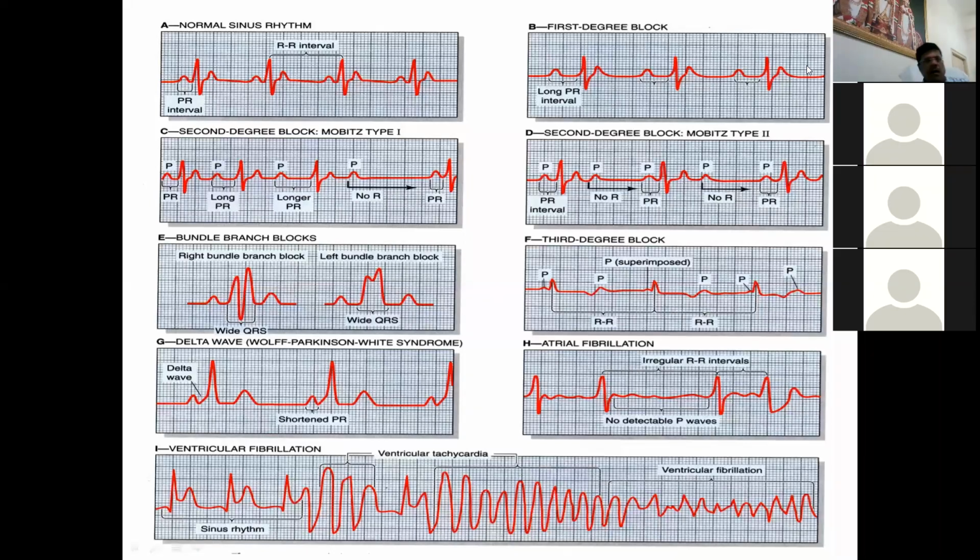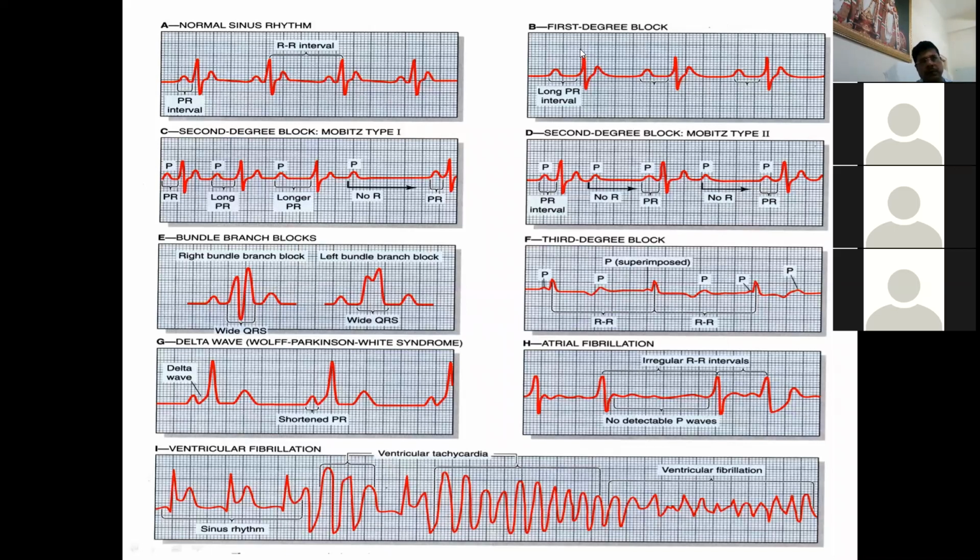Okay, moving on, we stop here with this slide. You can see here that the first slide is a normal slide. The ECG recording in normal sinus rhythm. Normal sinus rhythm means that the SA node, the sinoatrial node, is functioning as the pacemaker. If you move to panel B, you will see that this ECG record is of something called first degree heart block.